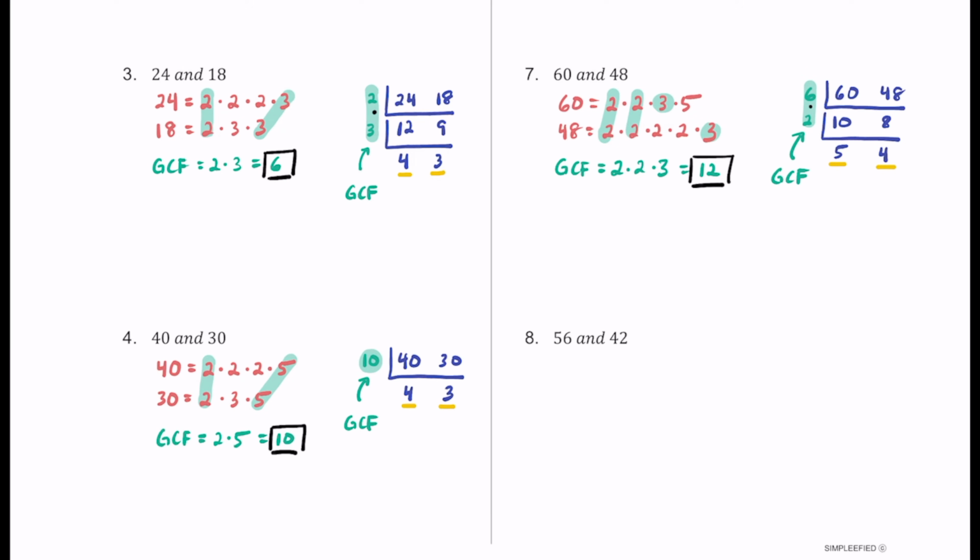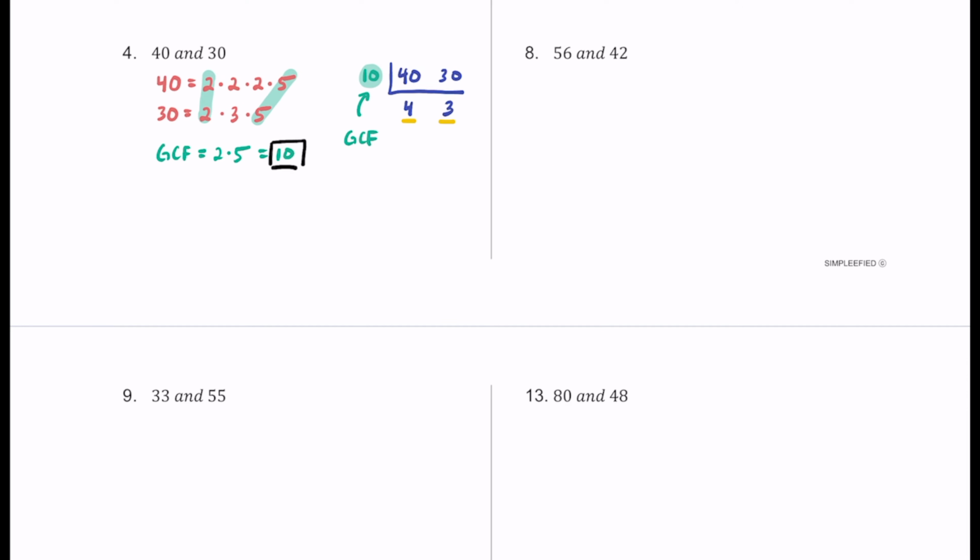All right, cool. For number 8, we have 56 and 42. So for 56, let's see, we have maybe 7 times 8, but 8 we know is 2, 2, and 2. And then 7 is prime. And for 42, 42 is what, 6 times 7, but 6 breaks into 2 times 3, and 7 is prime. All right, so what do they have in common? They both have a 2, and they both have a 7. I think that's it. So the GCF here will just be the product of 2 and 7, which is 14. That would be the GCF.